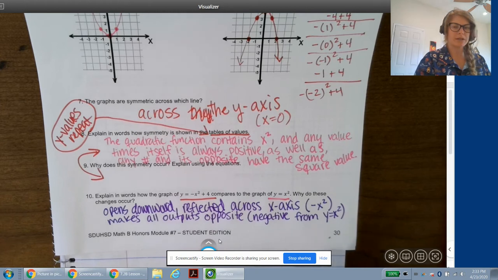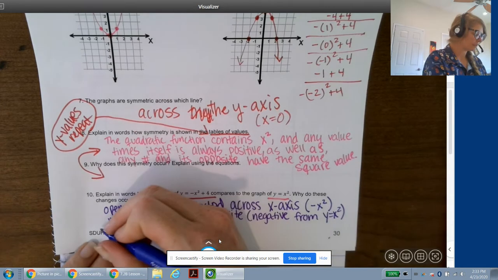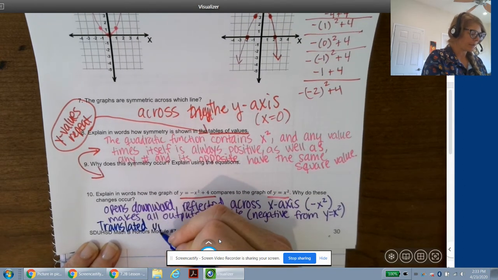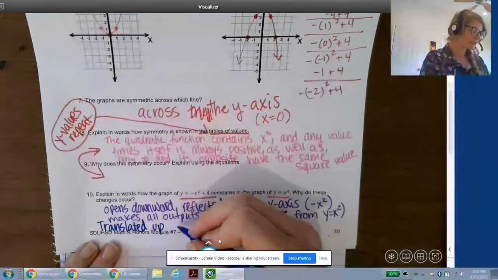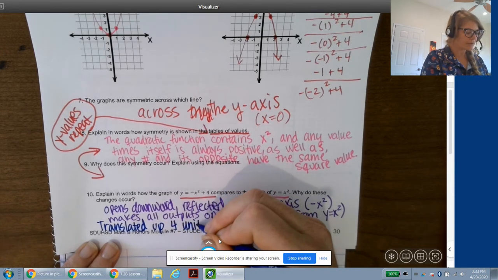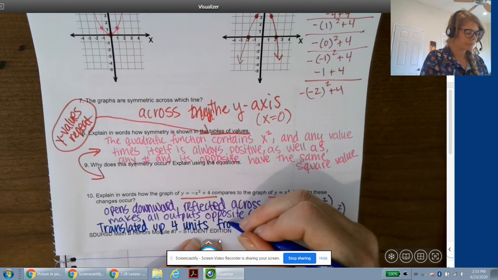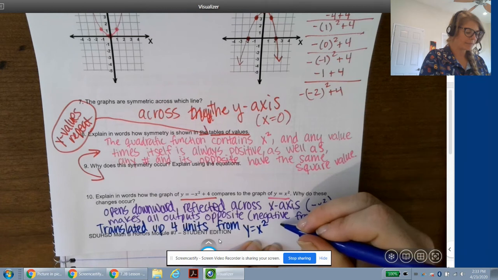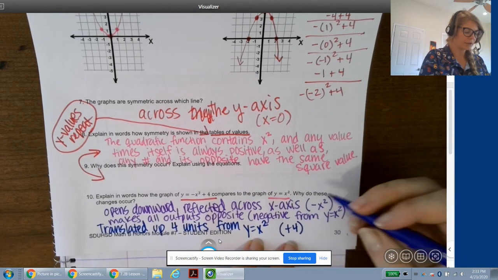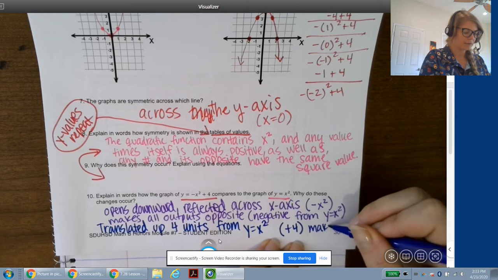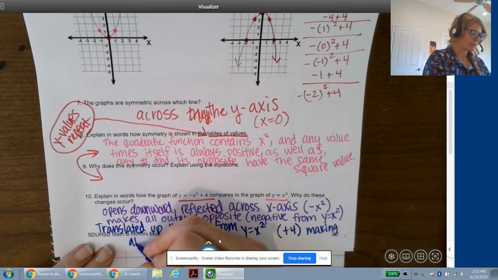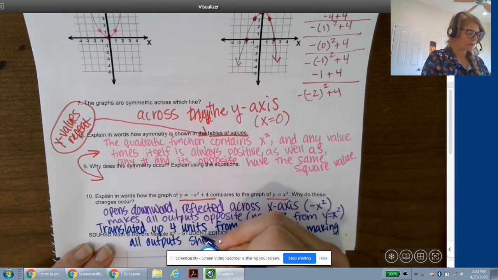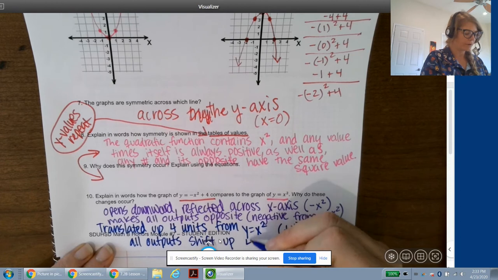And then we notice that we translated up. We notice that we translated up exactly 4 units from y equals x squared. And that's because of the plus 4 making all outputs shift up 4.